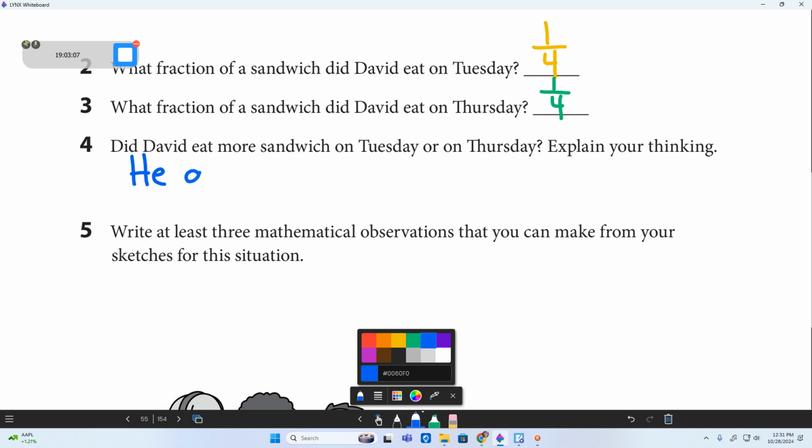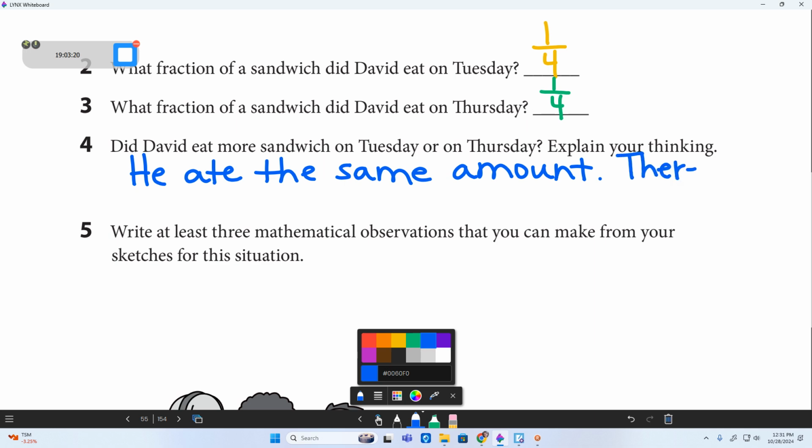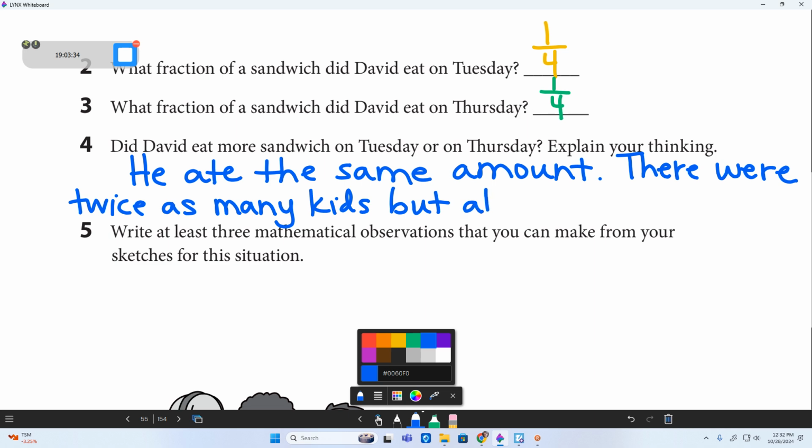He ate the same amount. Okay. And a good explanation would be, yes, there were twice as many kids on Thursday, but there were also twice as many sandwiches. Twice as many kids, but also twice as much sandwich. So it ended up being the same amount both days.